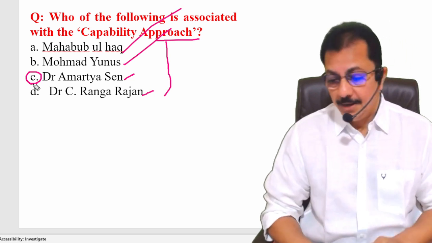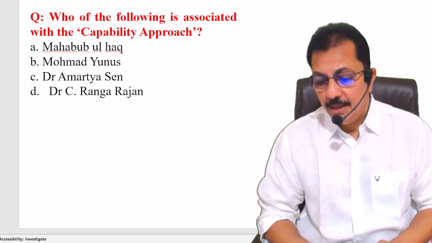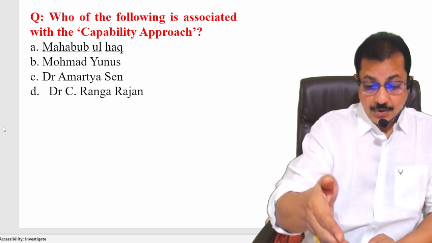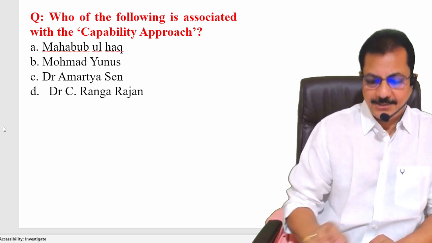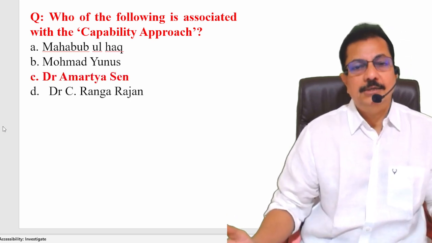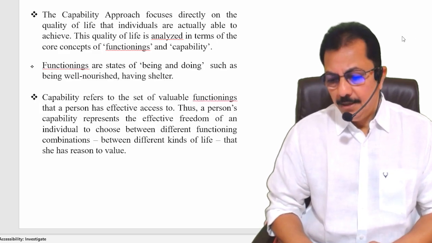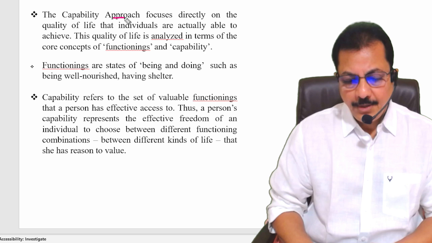Clear? Right? Tomorrow it may be a question and your answer should be Dr. Amartya Sen. But otherwise all the four options here, everybody is really important. Clear? Now the answer is Dr. Amartya Sen. Let's go ahead to know more points regarding capability approach.